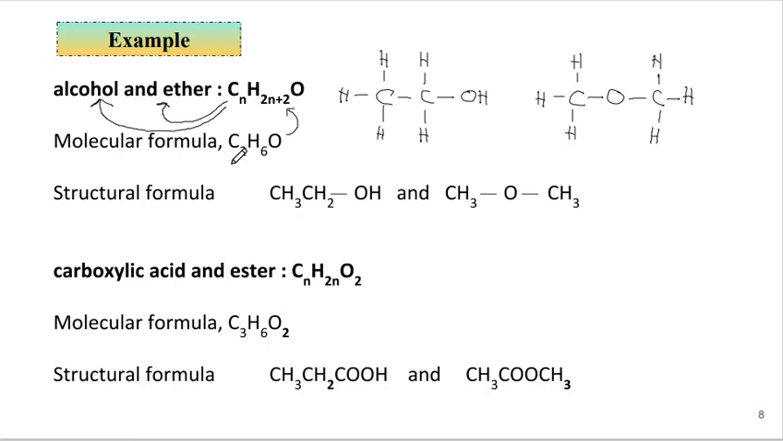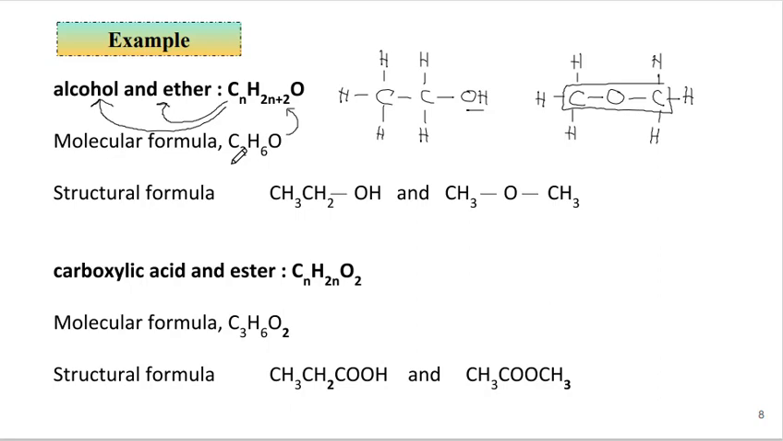So this is ethanol, and this one is dimethyl ether. As you can see, one is the class of compound alcohol, another one is ether, C-O-C. And finally we have an example involving carboxylic acid and ester. So again we work backwards.